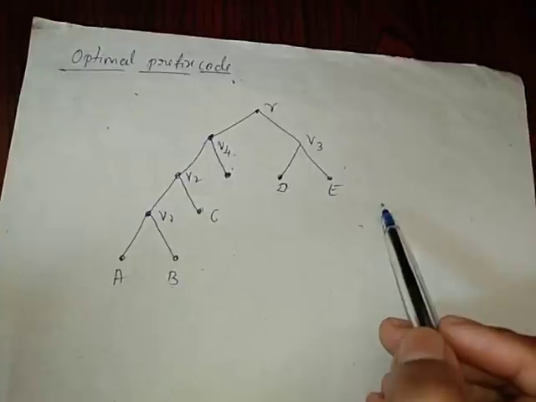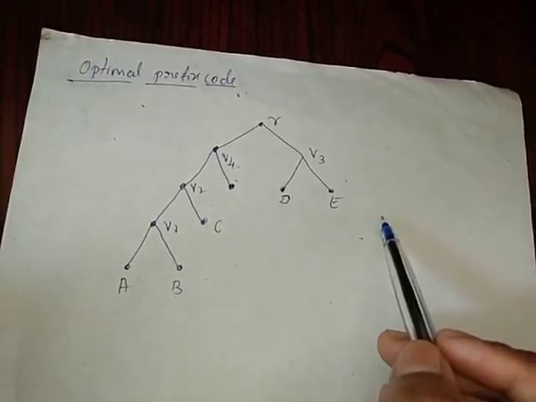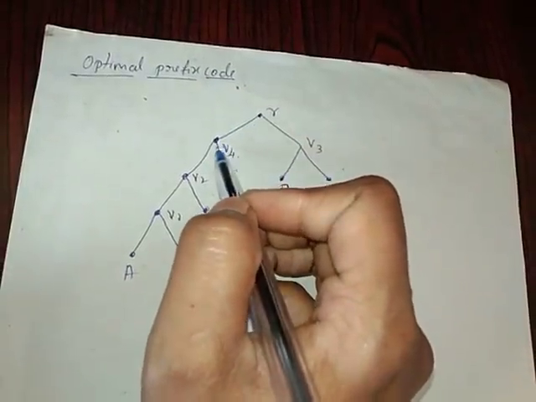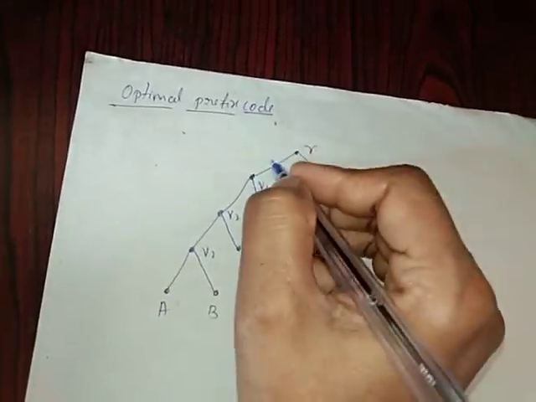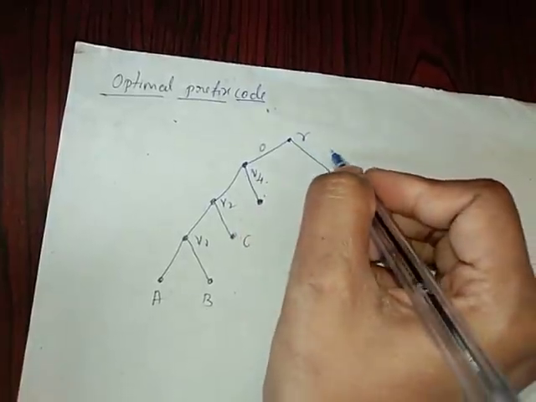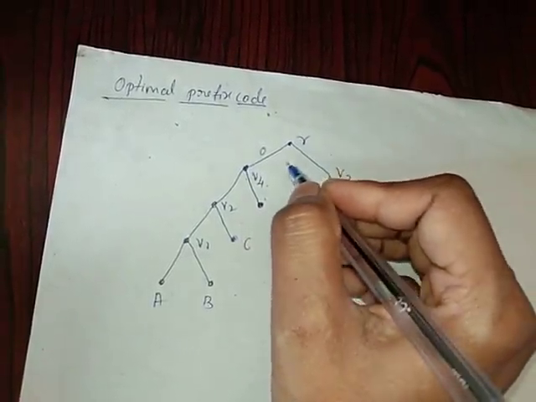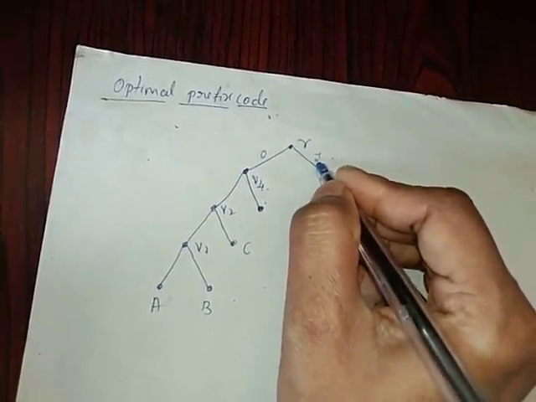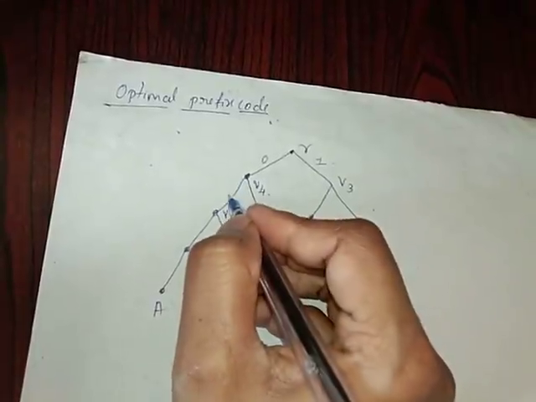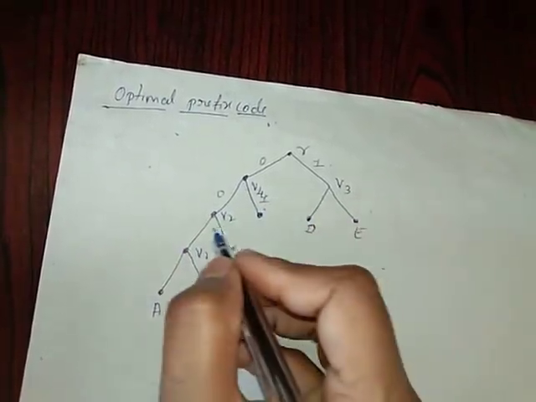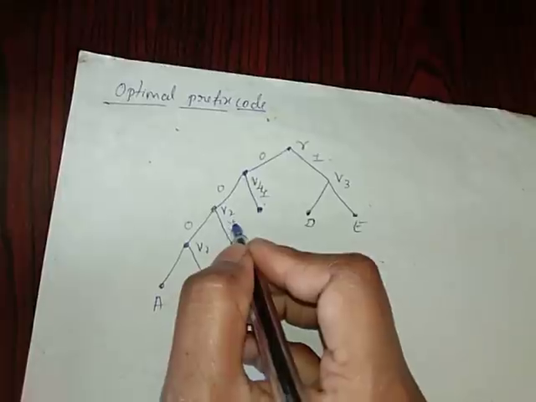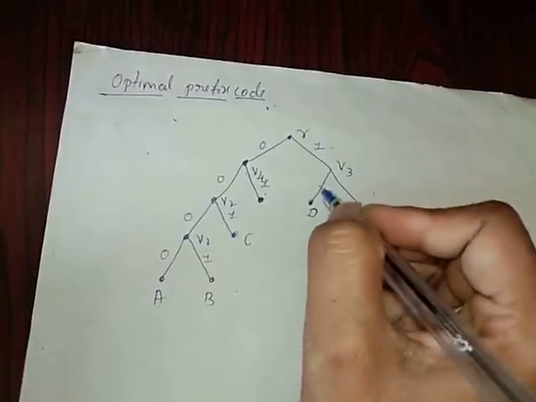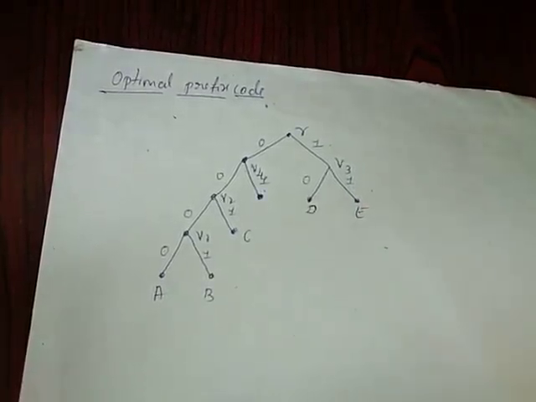That is, for the left side edges towards the child, we have to assign a 0. For the right side edges, moving from left to right, those will be assigned as edge 1. Again, left side 0, right side 1. Left side 0, right side 1. Left side 0, right side 1.